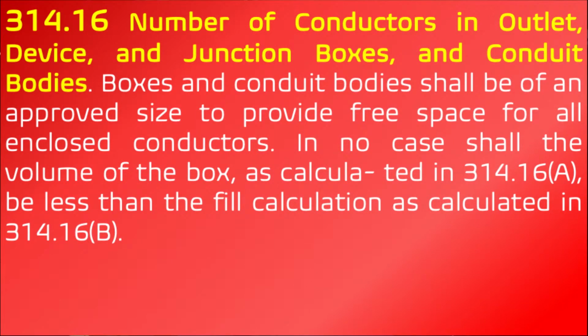So boxes and conduit bodies shall be of an approved size to provide free space for all enclosed conductors. In no case shall the volume of the box as calculated in 314.16(A) be less than the fill calculation as calculated in 314.16(B). So what does that mean?